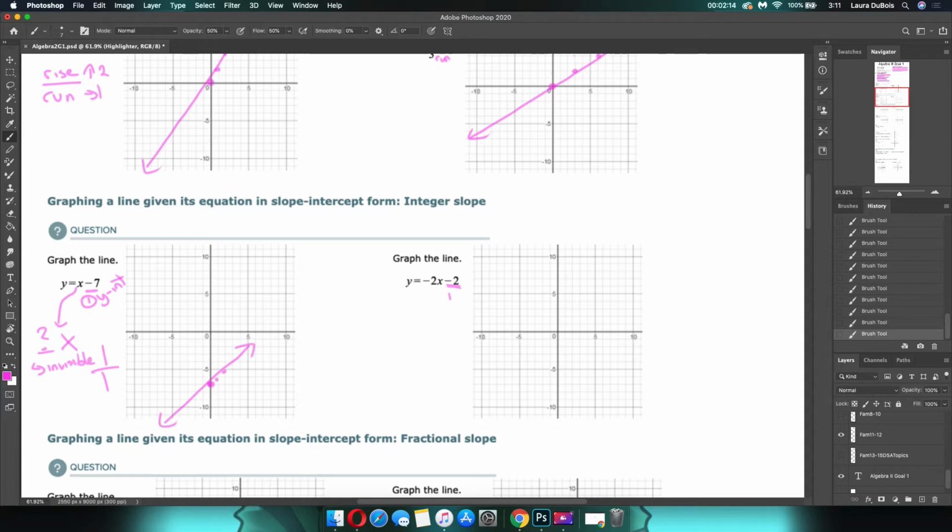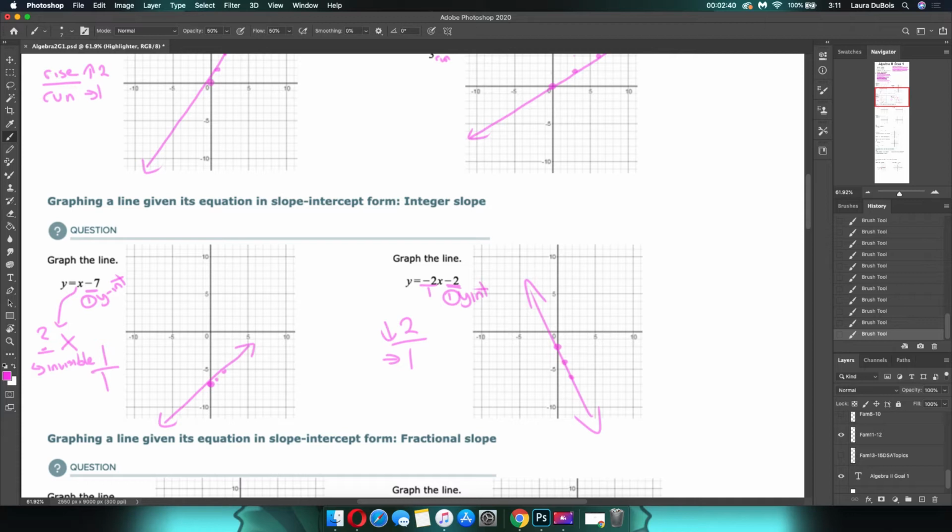Here, you'll start with your y-intercept first, which is going to be at negative 2. And then your slope is negative 2 over 1, our first negative slope of the video. That means you're going to be going down 2 over 1, because negatives mean you're going to be going in a negative direction, which in this case on the vertical axis is going to be down. Down 2 over 1, down 2 over 1. And there is your line. Not much in the way of nuance, but we're looking pretty good.